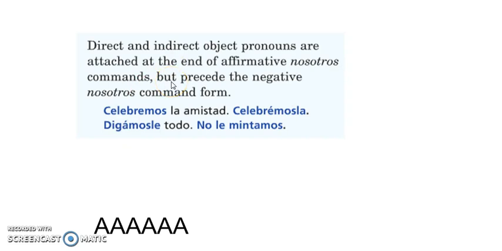Now, if I'm going to have a negative nosotros command, it's going to come before, because negatives don't get attached. Por ejemplo, digámosle todo. Let's tell him everything. So here's an affirmative that got attached and added an accent. Let's tell him everything. Let's not lie to him. So because I said let's not, I'm not going to attach the pronoun. I put it in between the no and the command, the nosotros command. It precedes the nosotros command form. No le mintamos.